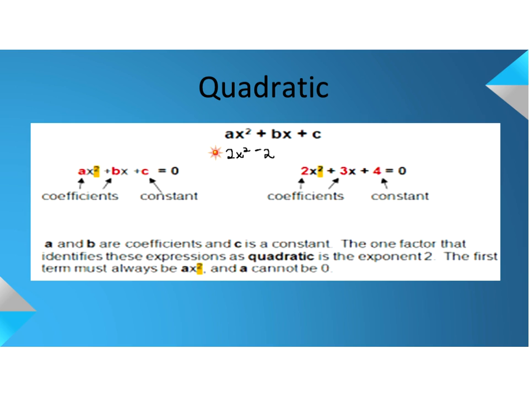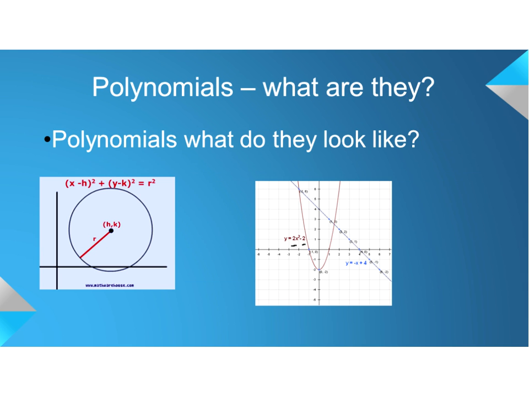We also have an example of a quadratic here, 2x squared minus 2. B is just 0, meaning we don't have a middle term. But since we still have an ax squared, and we also happen to have a constant, then we have a quadratic here. What do these types of polynomials look like?